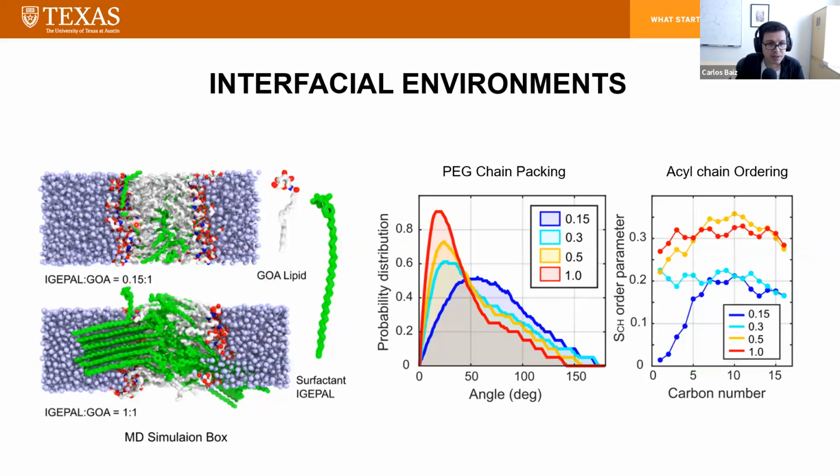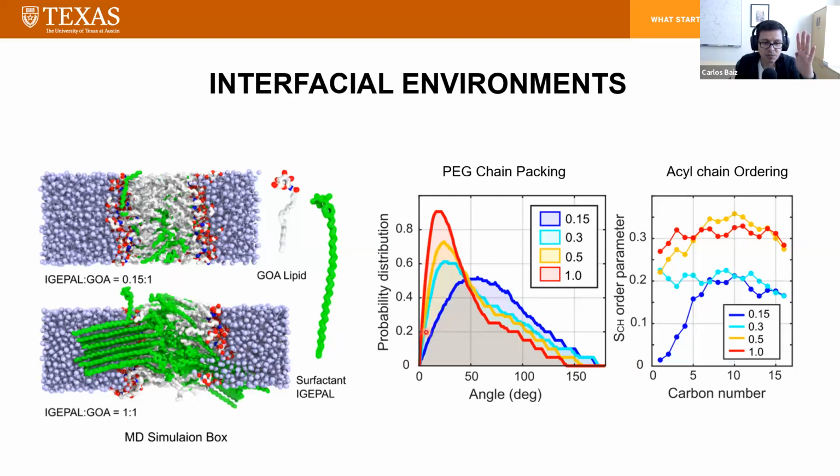We've done a lot of other analysis as well, where we actually look at the packing of the PEG chain as well as the acyl chain ordering, and all the analysis essentially tells the same story, which is as you increase the amount of IGPAL, these lipids are packing better together. Let me just describe these figures here. This is the angle of the carbon-oxygen bond in these PEG tails in comparison to the normal of the bilayer here, right?